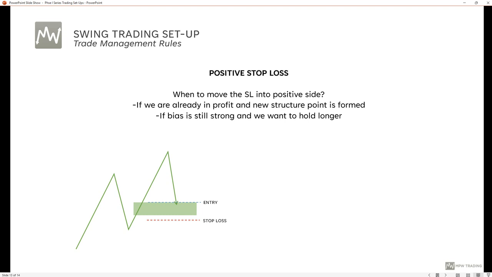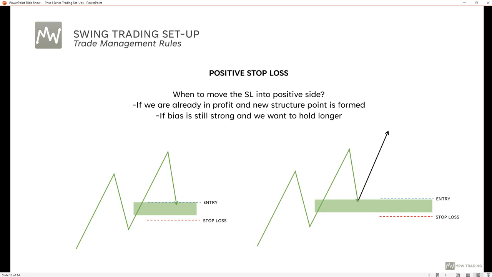So anong ibig sabihin niyan? Mamaya papakita ko sa inyo. And if bias still strong and we want to hold our trades much longer, so for example, here we enter here, stop loss sa ilalim, price move in our favor, no? And then price create another structure point. Ano to? Bali, no? Drop, base, rally.